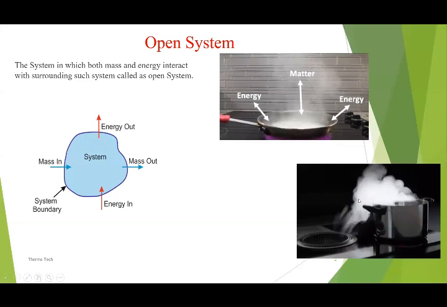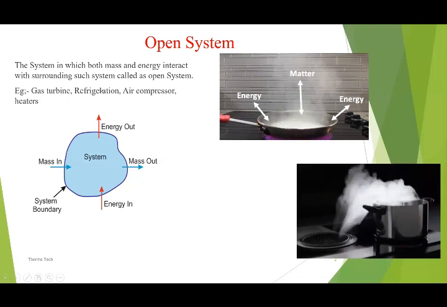Here also you can see that hot vapors are coming out from the bowl. It is nothing but water in the form of vapor. That is the mass of the water, and whatever temperature is present in that vapor, we call that energy. Other good examples of open systems are gas turbine, refrigeration, air compressor, and heaters.